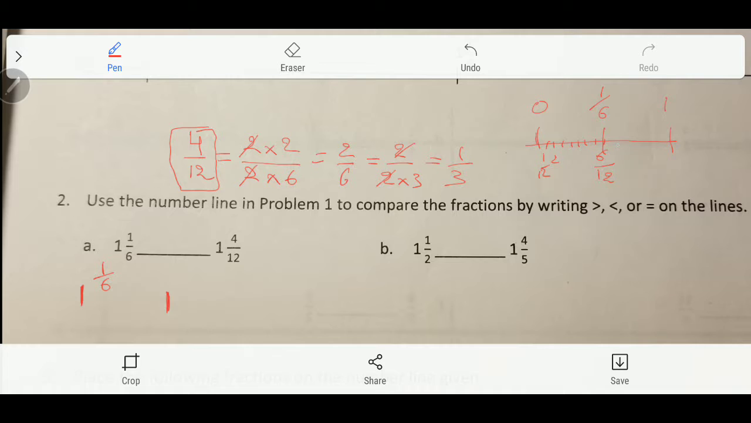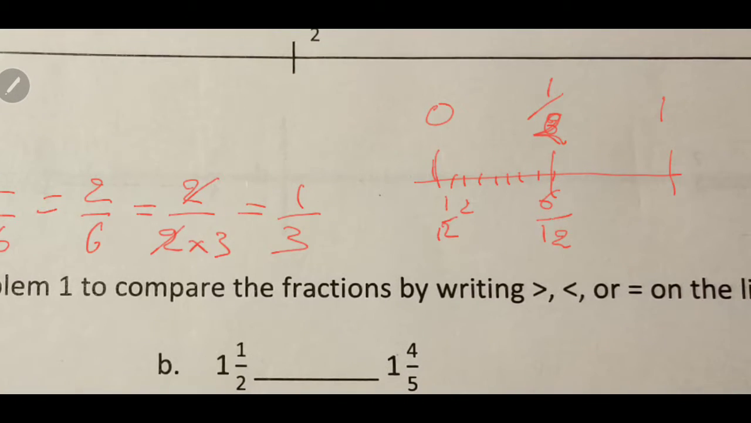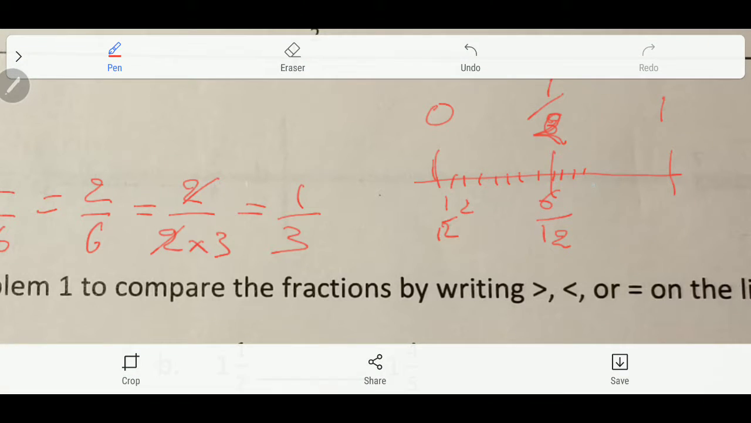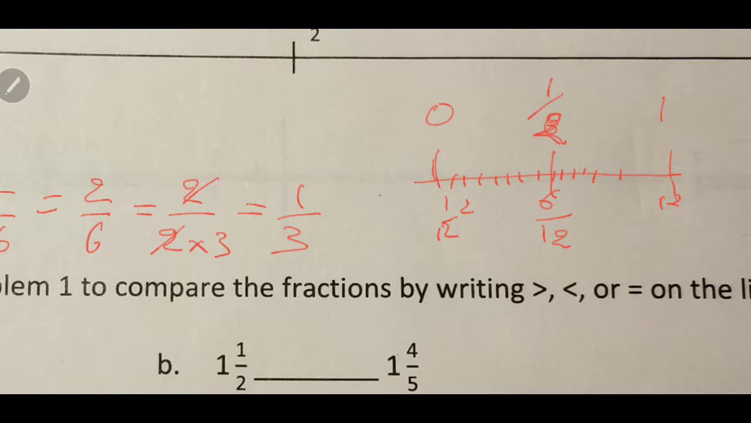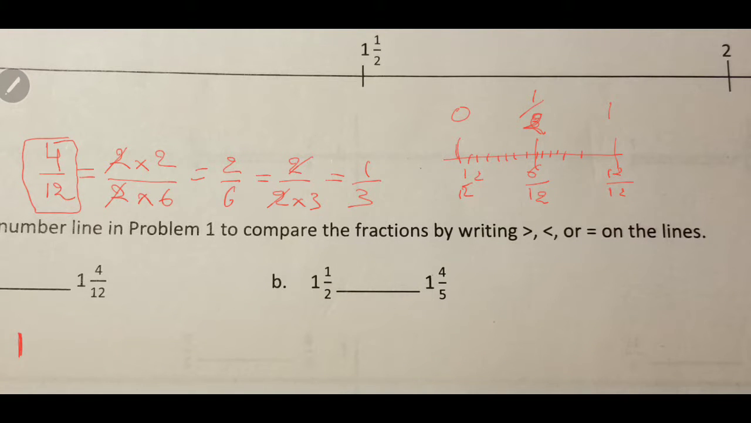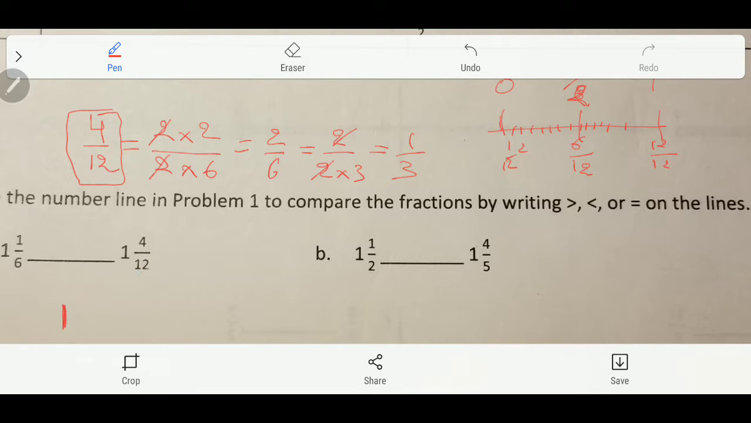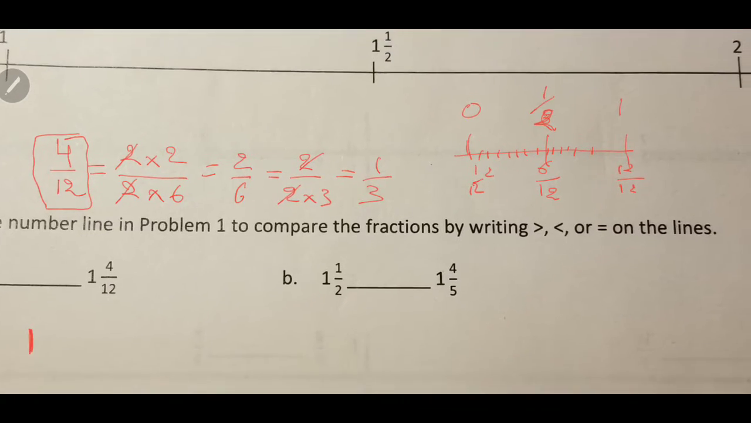6 over 12 is the same as 1/2. You understand this? And then we're gonna go 7 over 12, 8 over 12, 9 over 12, 10, 11, 12. 12 over 12 is what? 12 over 12 is 1. Correct. So we are given 4 over 12, which is somewhere here.